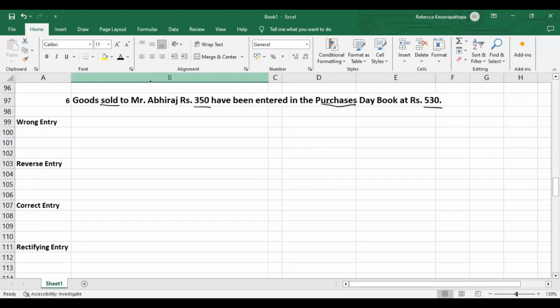So now what has happened here is goods were sold to Mr. Abhiraj at rupees 350, but it was entered in the purchase day book. The accountant has thought as if it was purchases. So what are we going to write here? Wrong entry: purchases account debit. Instead of sales, the accountant thought it has to be purchase. So purchases account debit to Mr. Abhiraj's account, amount 350. Sorry, the accountant has written 530.